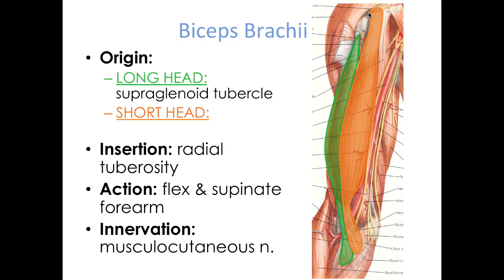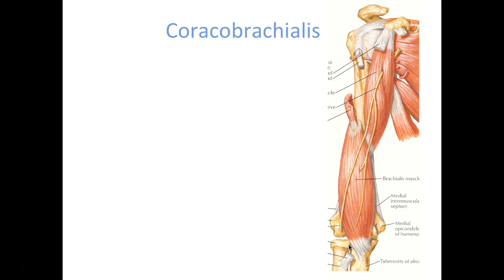And the short head, I don't know why my origin got deleted here, but it's going to originate from the coracoid process. Then both of these heads go and insert into the radial tuberosity on the radius. And its action is not only to flex the forearm like most of us know, but it's also to supinate the forearm. So it's kind of that lateral rotation of the forearm as well. And this, along with all the other muscles in the anterior arm, are innervated by the musculocutaneous nerve.